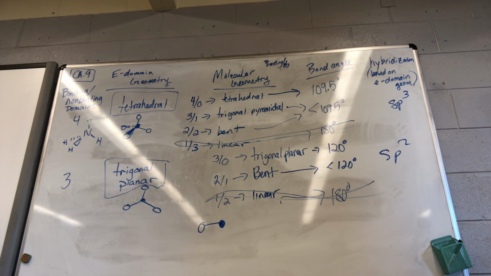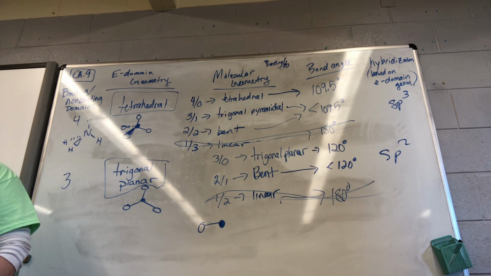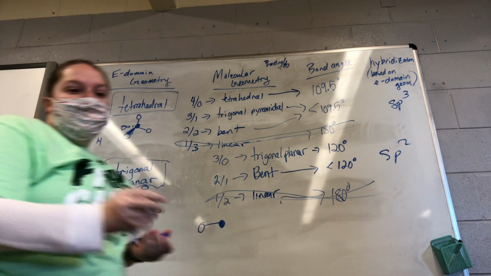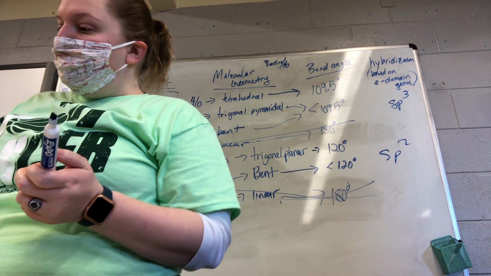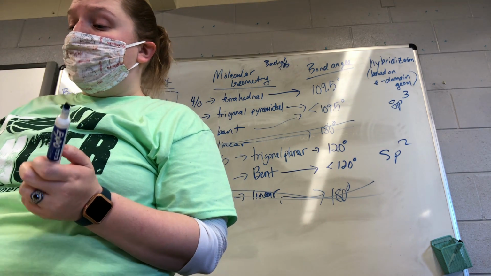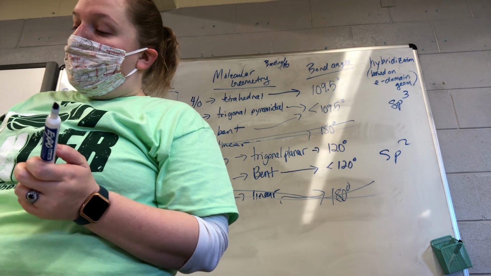So that covers all of that chapter 9 stuff that we talked about yesterday. Is the bent also the 109.5? Less than 109.5. Yep. All right. Moving on to chapter 10. We covered the rest of chapter 9, correct? Okay.